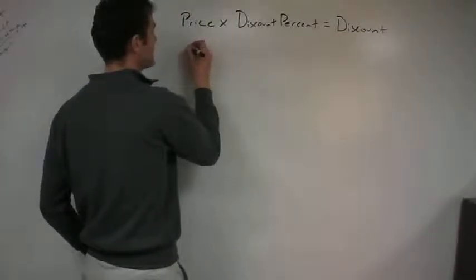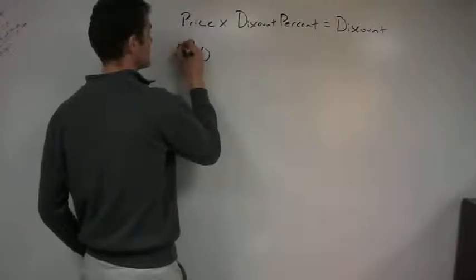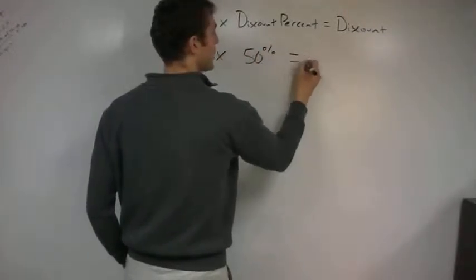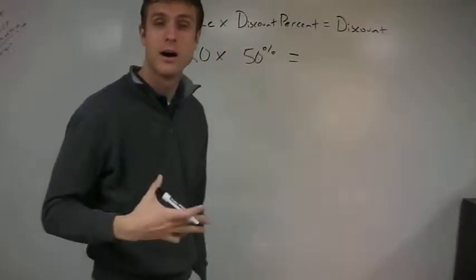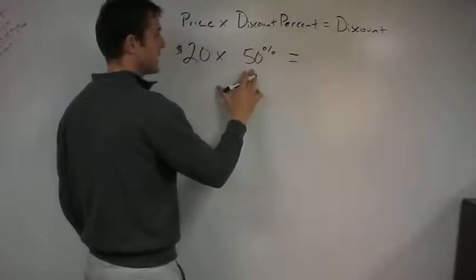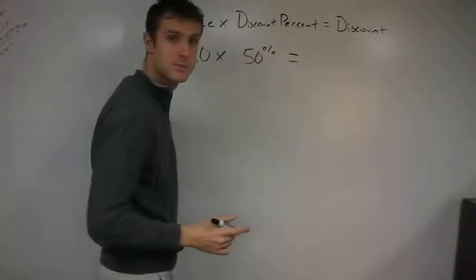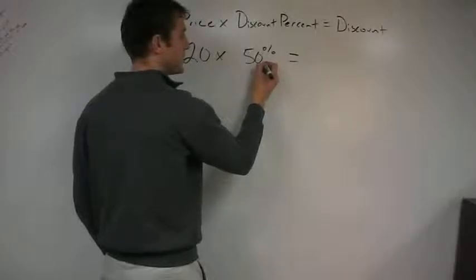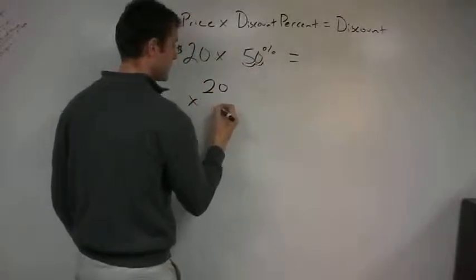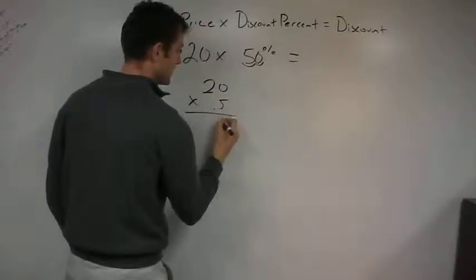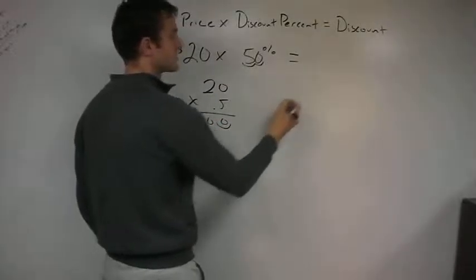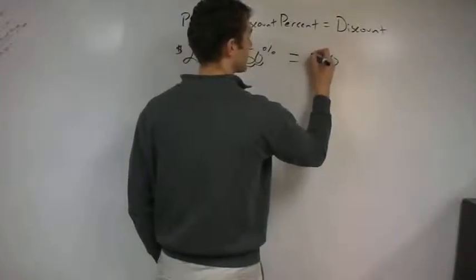I would do the price $20 times the discount percent, 50%, will give me how much I'm going to save off of that sweater. So for $20 at 50%, remember I always have to change my percent to a decimal or a fraction. I'm going to change it to a decimal by moving the decimal over twice. So I do 20 times 0.5, 0, 10, I have one decimal I'm going to move over. So my answer, my discount would be $10.